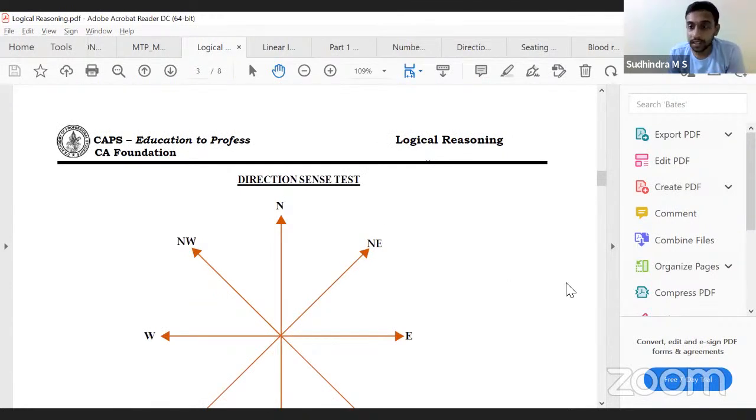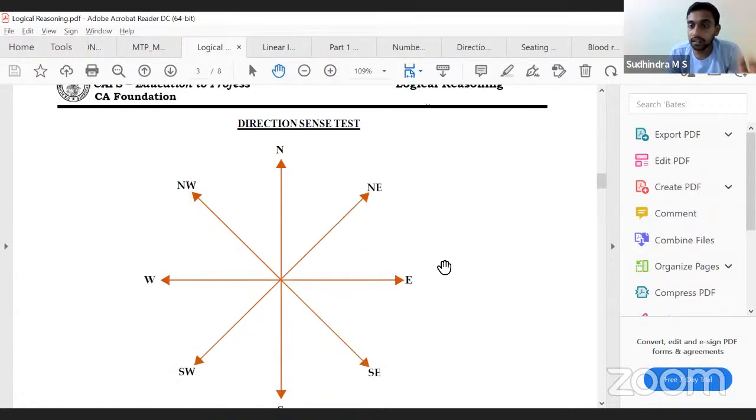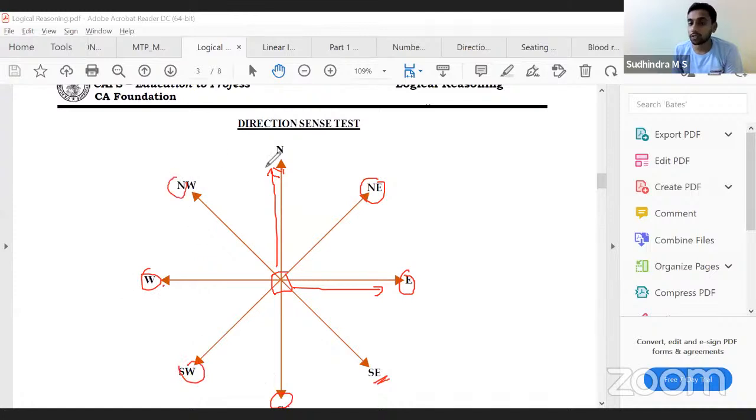Next chapter is direction test. Here the main thing is we have to understand the directions. If we know the directions, then nothing is there in this chapter. Very simple chapter. At all times, the top would be north, right is east. Since this is north, this should be south. Since the right side is east, this should be west. Between north and east, we have northeast. Between south and east, southeast. South and west, southwest, and north and west, northwest.